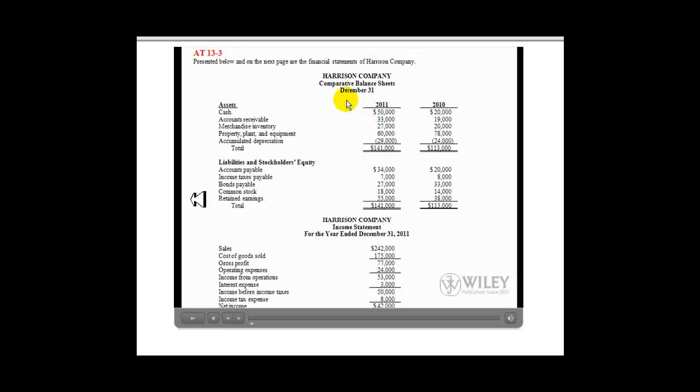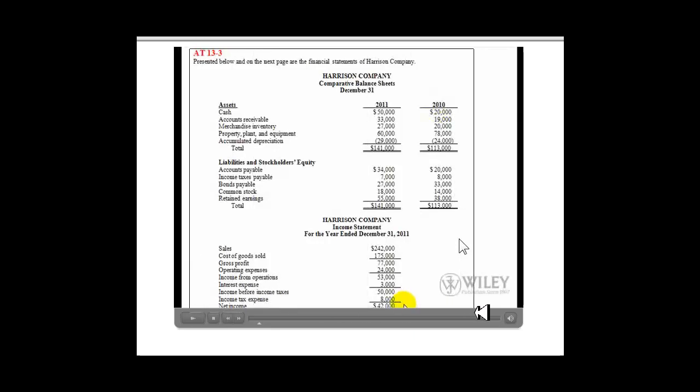Okay, so let's start this. Presented here are the financial statements for the Harrison Company: comparative balance sheets for 2011 and 2010, and the income statement for 2011. So here I'm going to capture this screen. In my case, I have a print screen button that I press, and then I capture this all the way down through net income, hit my enter key, alt tab over to my Word document, and paste it right over here.